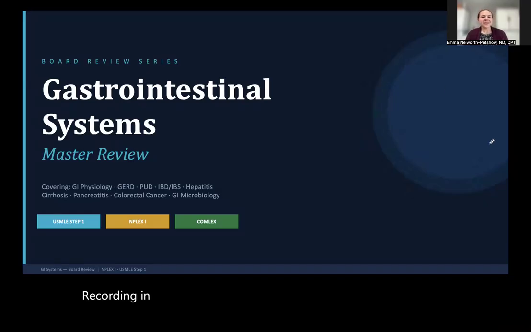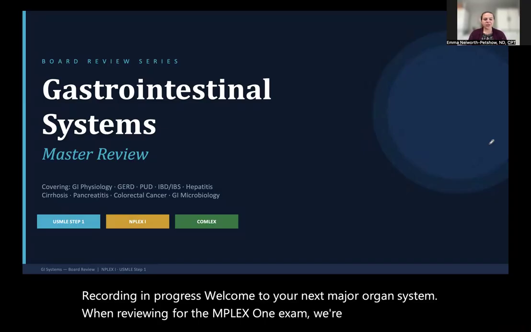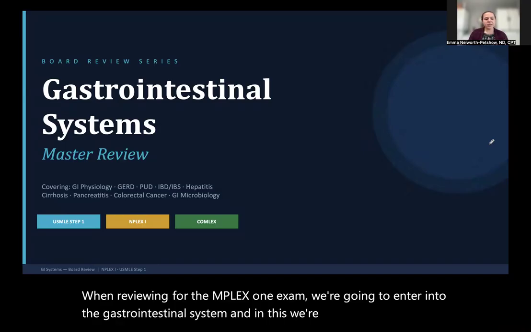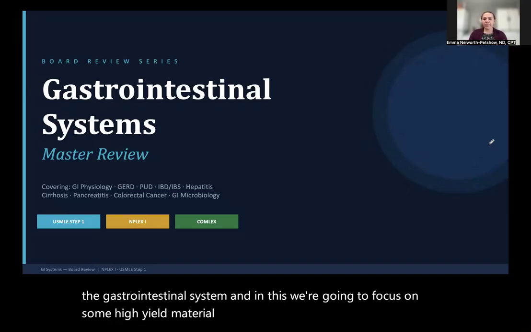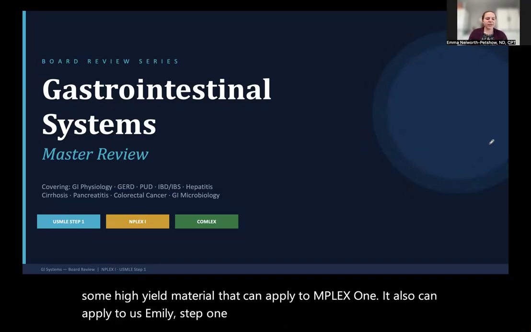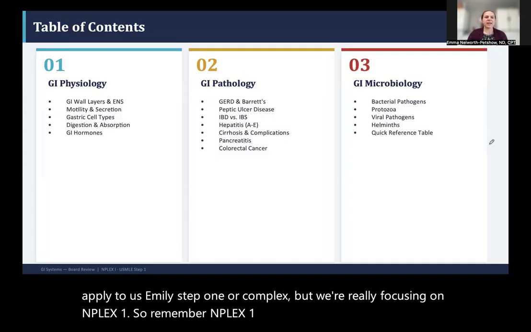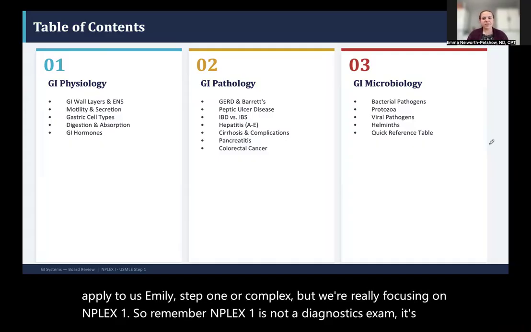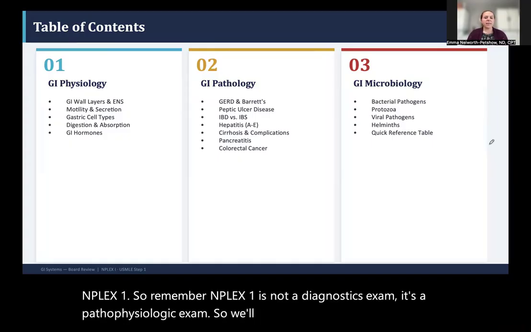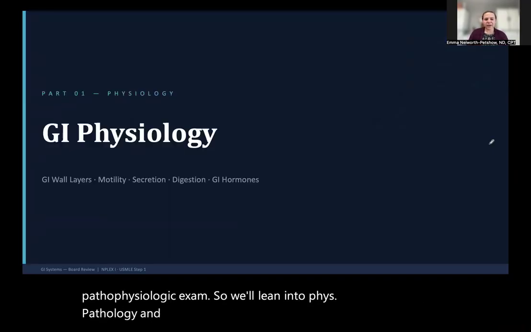Welcome to your next major organ system. When reviewing for the NCLEX 1 exam, we're going to enter into the gastrointestinal system. And in this, we're going to focus on some high yield material that can apply to NCLEX 1. It also can apply to USMLE Step 1 or COMLEX, but we're really focusing on NCLEX 1. So remember, NCLEX 1 is not a diagnostics exam, it's a pathophysiologic exam. So we'll lean into physiology, pathology, and some microbiology in this next lecture.